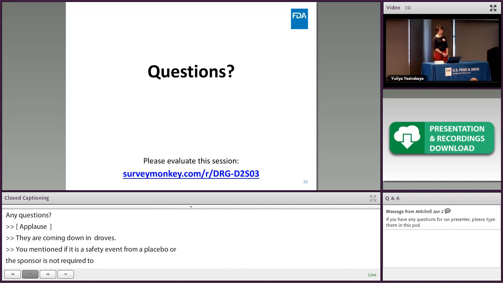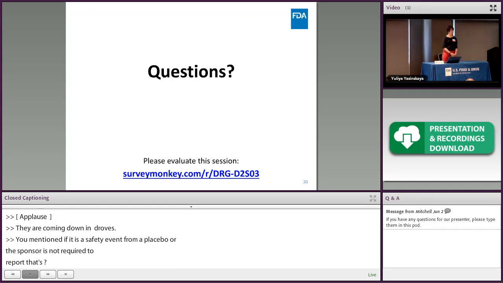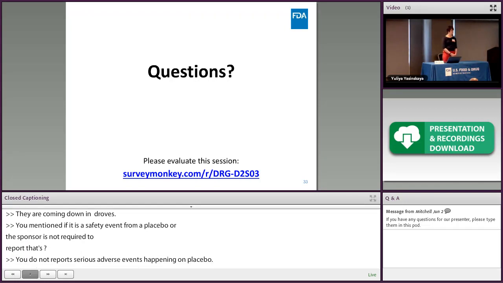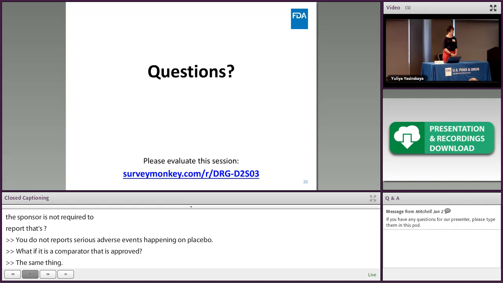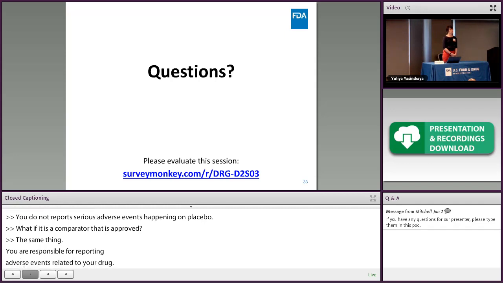Hi, thank you. Can you please clarify for me which safety events of those 4 categories you provided require 7-day reporting and which ones require 15-day reporting? So for the categories, you mean for the serious adverse events? Right. So only the ones that are life-threatening or fatal will require 7-day reporting. Everything else will be 15.